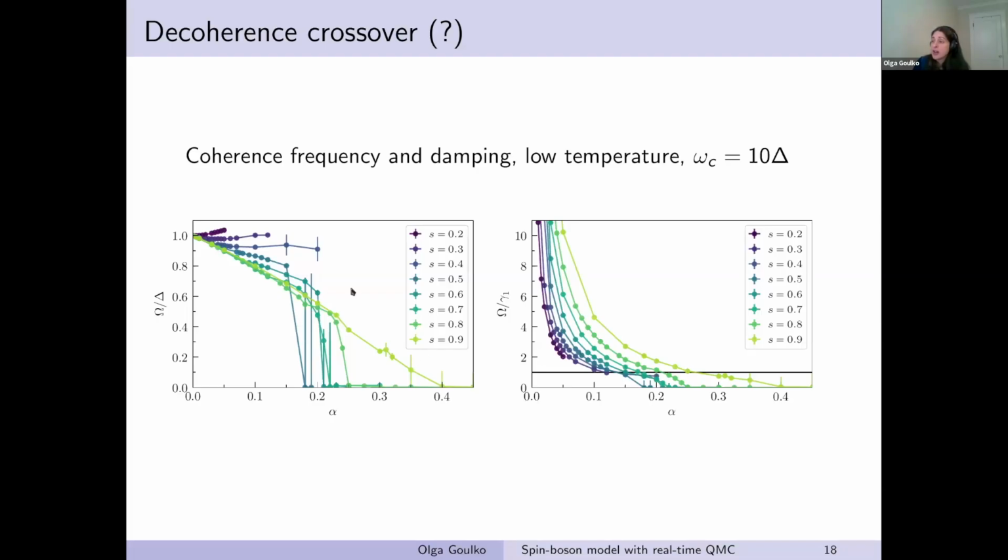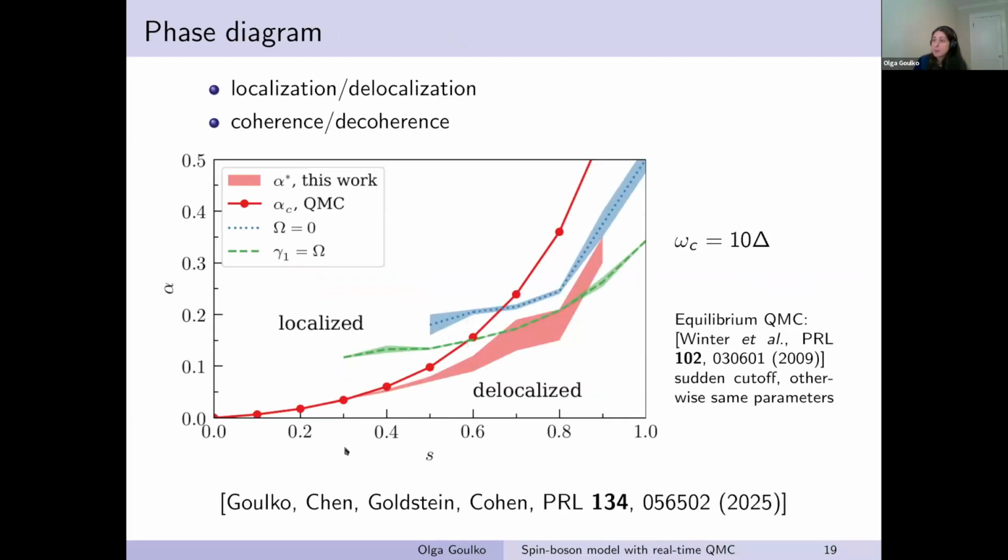So not only do we have two independent mechanisms at play here, they behave very differently, because one behaves like a smooth crossover and one like a sudden transition that only occurs for certain values of this parameter S. Now I summarized our results in this transient dynamical phase diagram.